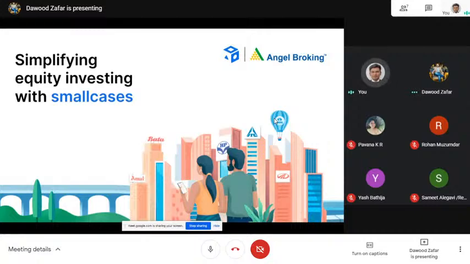In today's webinar, we are going to cover what is small case, how small case can help in making your investment journey hassle free, what are the charges associated.